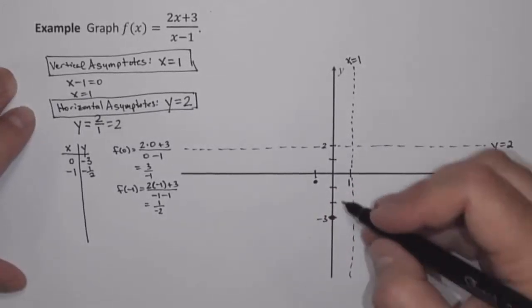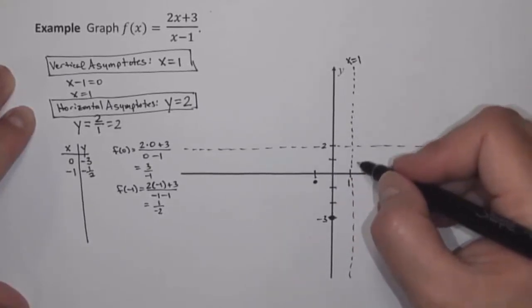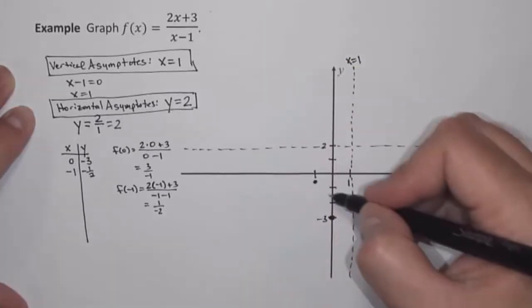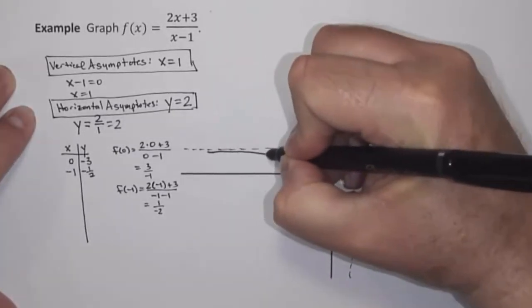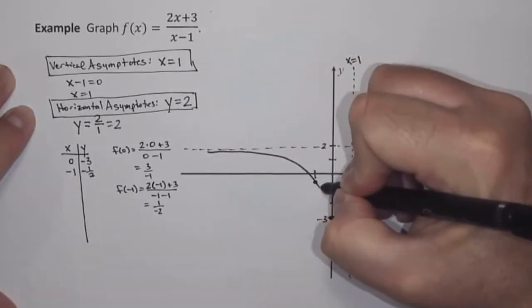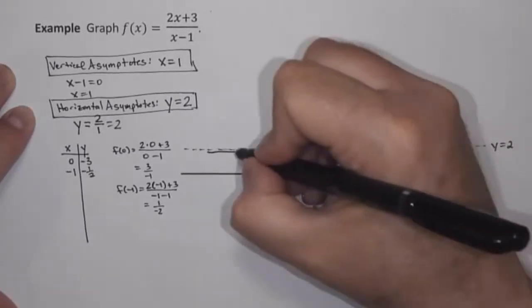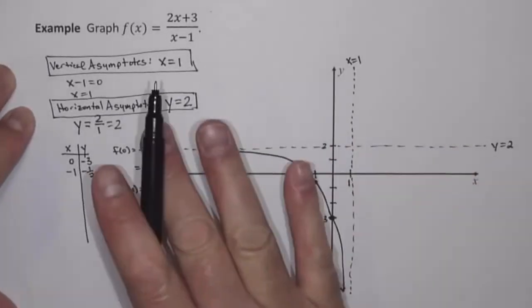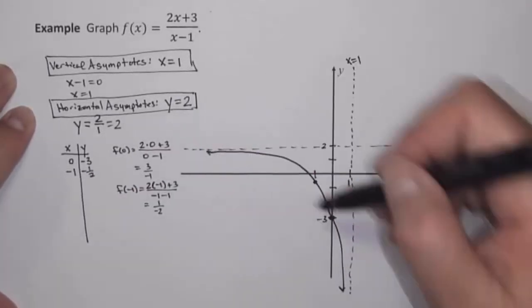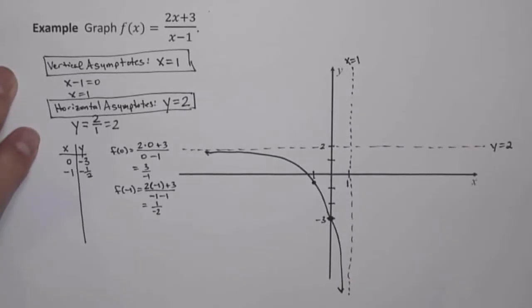So our graph is going through those 2 points, and it's going to get asymptotic vertically to the line x equals 1, and it's going to get asymptotic horizontally to the line y equals 2. So this graph is going to be coming around something like this, going through this point, going through this point, going down, and getting asymptotic to this vertical line x equals 1. So over here to the left of the vertical asymptote, the graph is going to look something like this. Now let's check to see what the graph is going to look like to the right of the vertical asymptote.